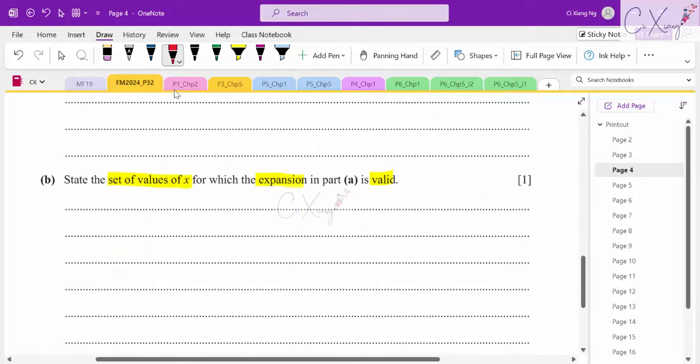So by right, we should be having modulus x over 4 smaller than 1. Since 4 is a positive value, it is okay that we take the 4 and multiply it to the right-hand side. You can write it out this way, or you can expand it by using the modulus formula, where x should be between -4 and +4.